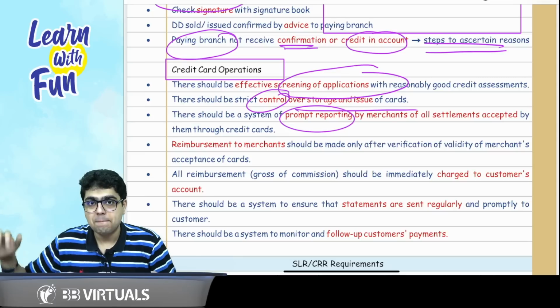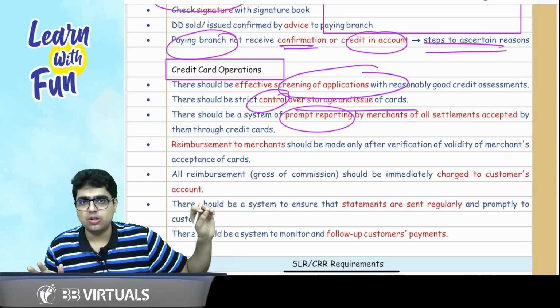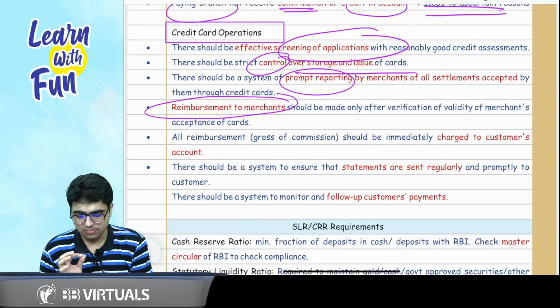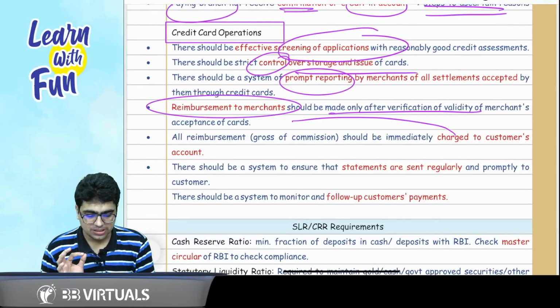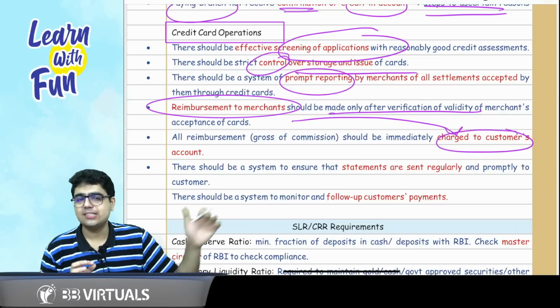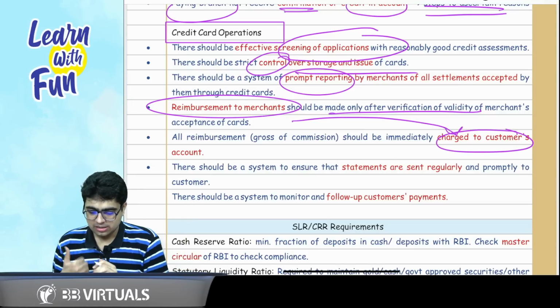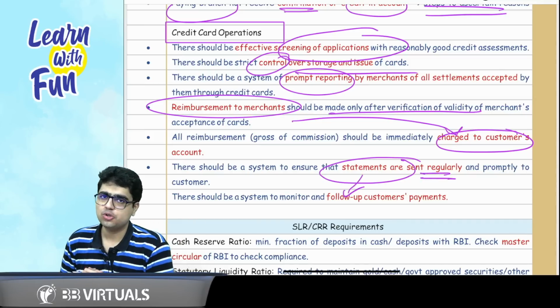And when the bank pays the merchant, my account will be debited. So it says reimbursements to the merchant should be made only after verification, and all the reimbursements should be charged to the customer account. Once they are charged to the customer account, at the end of the month, a monthly statement is given to the customer. So there should be a system to ensure statements are sent regularly. Plus, if the customer doesn't make the payment on time, follow-up should be done with the customer.